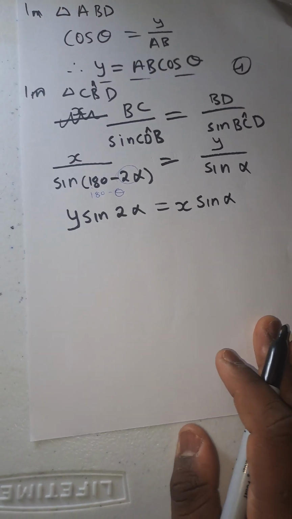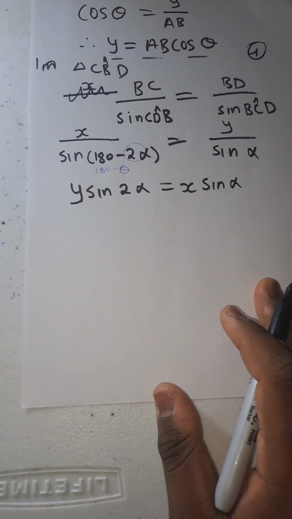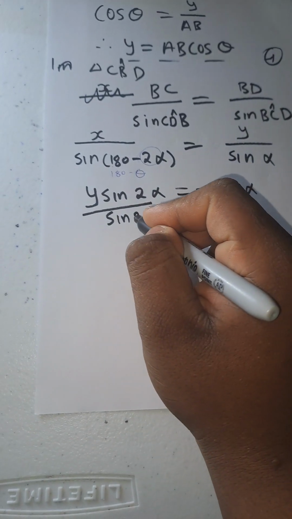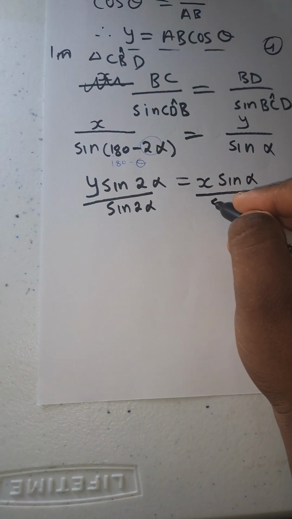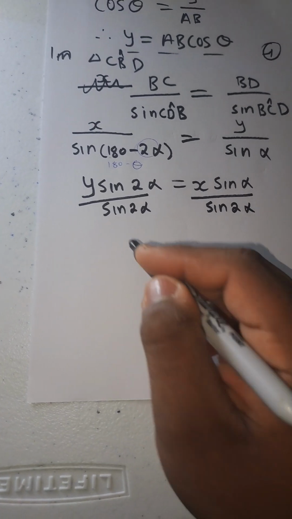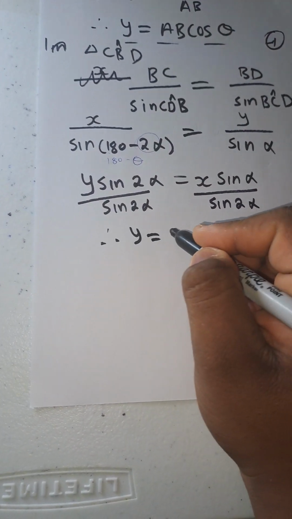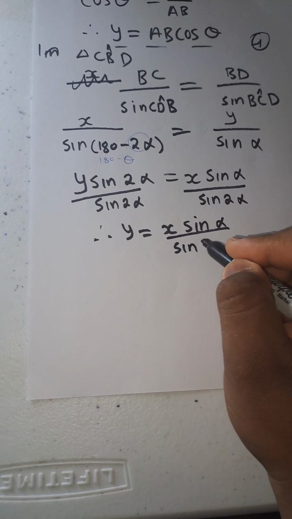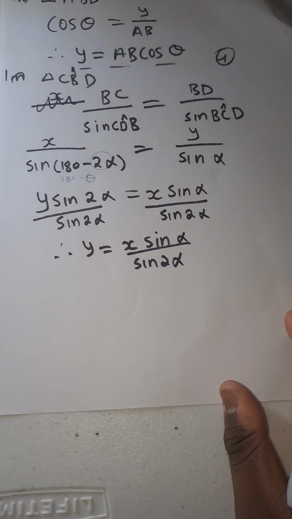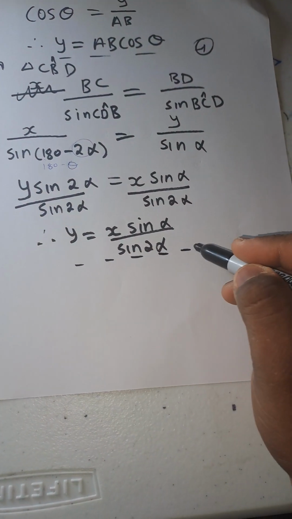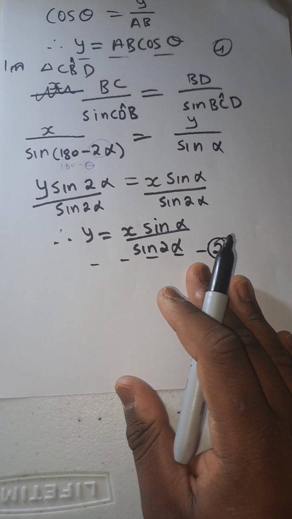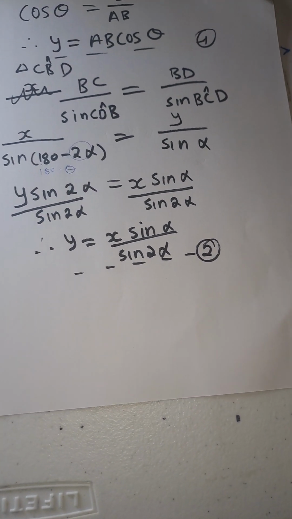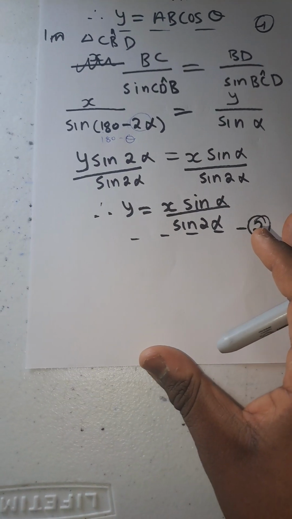Now you're going to continue. To make Y the subject, divide both sides by sine 2 alpha. Therefore, my Y is equal to X sine alpha over sine 2 alpha there. So now this will be my equation 2. Is it fine now? Let me take a new page so that I can finish this off, or let me just continue. Maybe it will help me.